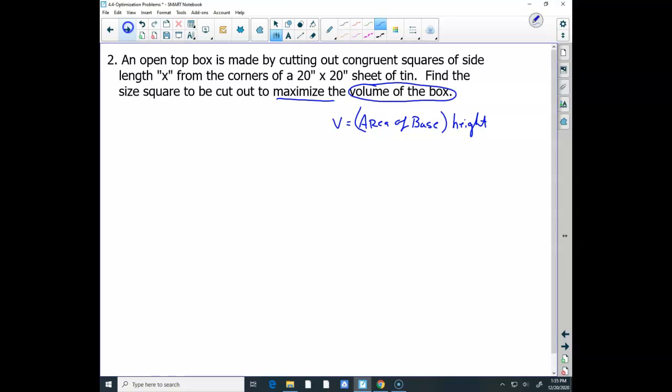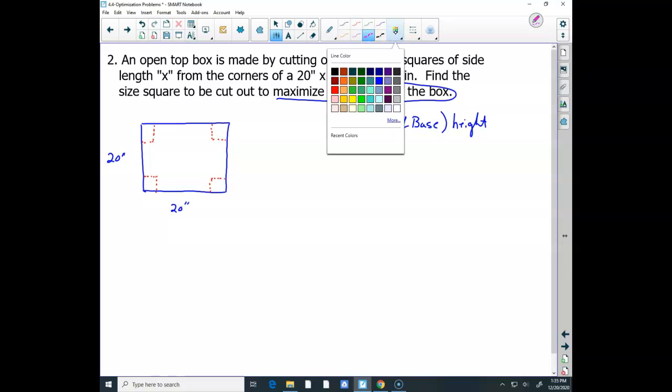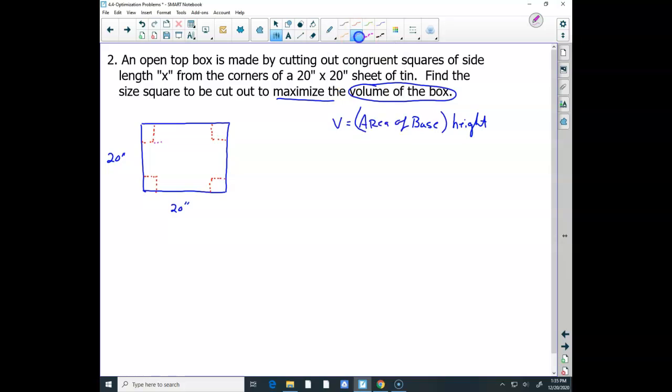But let's focus on what's going on here, okay? I have a square sheet of tin who happens to be 20 inches by 20 inches. And what we are going to do is come in and cut congruent squares out of here. We did this exact same problem in Algebra 2. You did a problem like this in pre-calc. So we're cutting those out. Then in the end, what we're doing is we are going to fold it along this line.